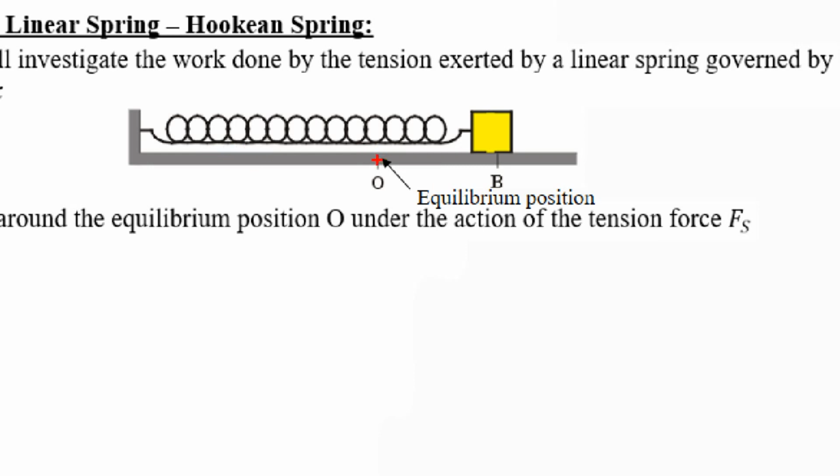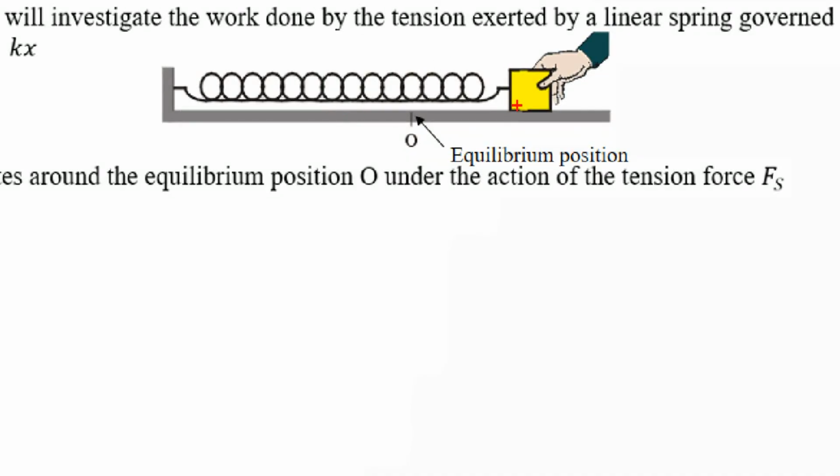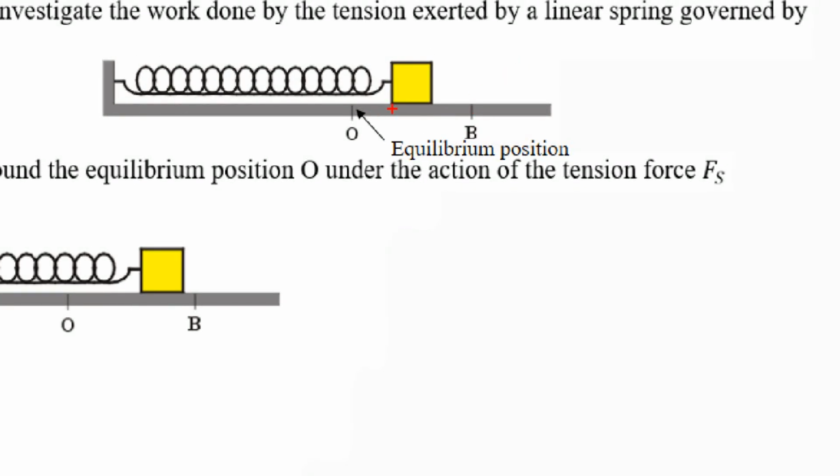Or you can think about it, if this is perfect, then it would be the point which is midway between the extreme positions. Here we're considering that there is no friction between the block and the surface, so the spring will oscillate forever. Now we can consider the motion of the block from B to O. So we're assuming that the block is moving from B to O.